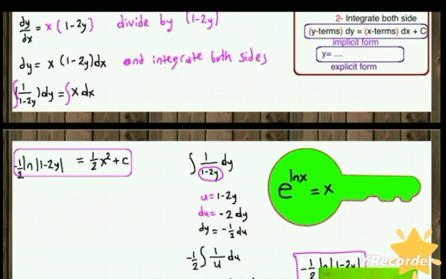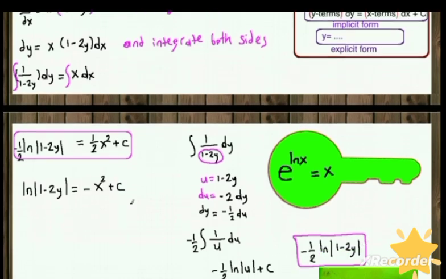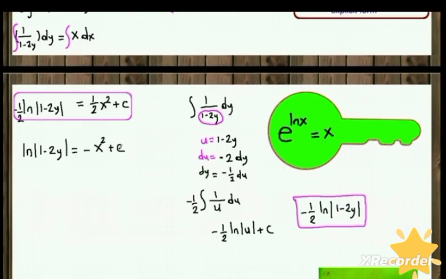Now let's go ahead and find the explicit form. To be able to find the explicit form, we need to solve for y completely. So we need to isolate y. Let's multiply both sides of the equation by negative 2. If we multiply here by negative 2, we get positive ln of (1 minus 2y). And if we multiply here by negative 2, we get negative x squared plus c. We don't change our constant because it is still a constant, so c or 2c does not matter.